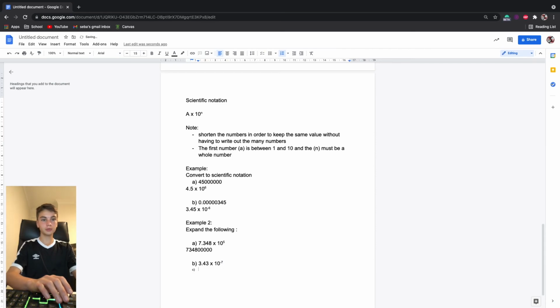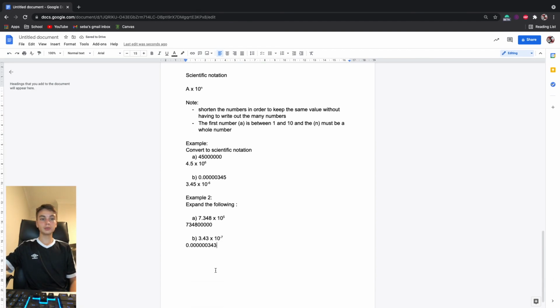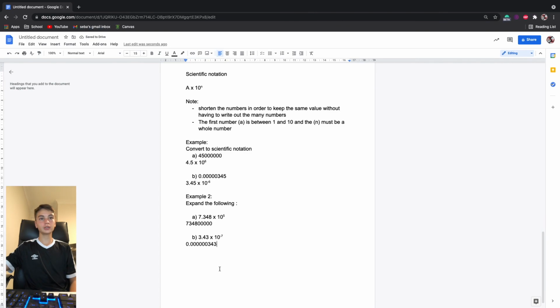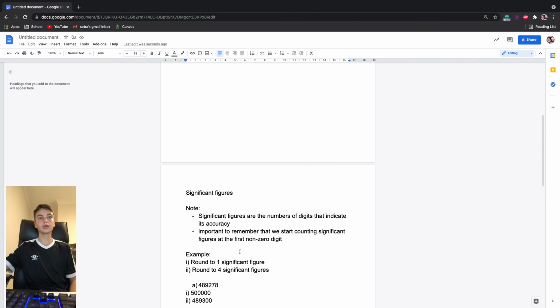Same concept as before. So in this case, it's just negative 7. So the negative represents the decimal. So 1, 2, 3, 4, 5, 6, 7, and 3, 4, 3. And yeah, so that's basically scientific notation and significant figures.